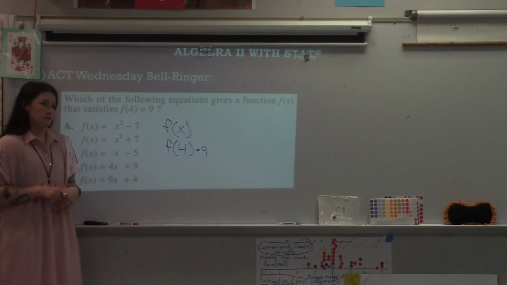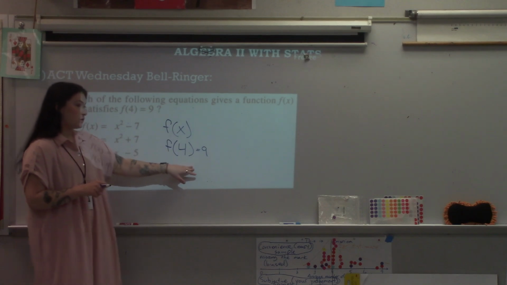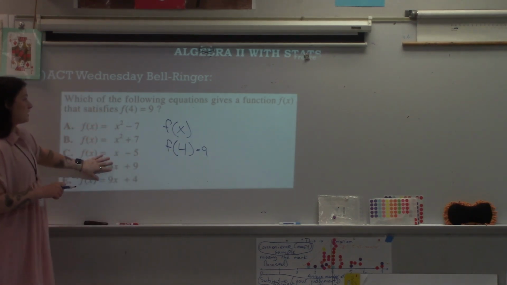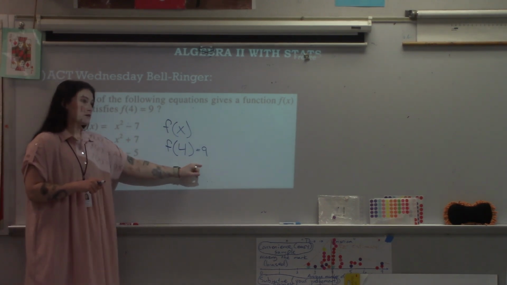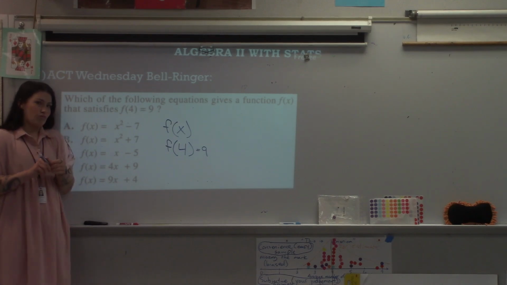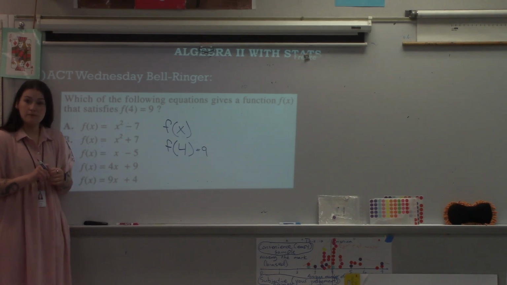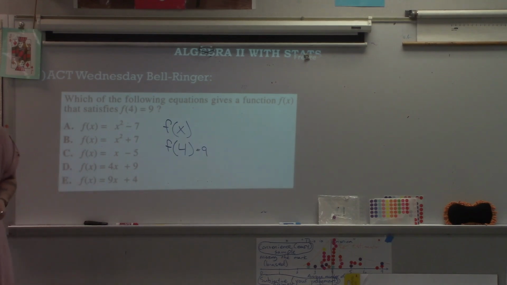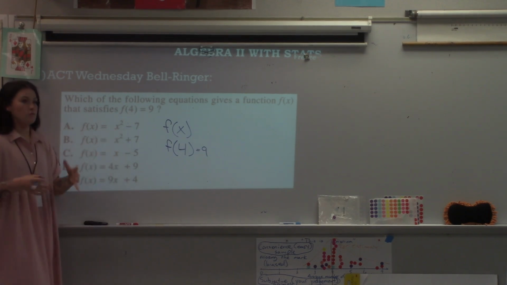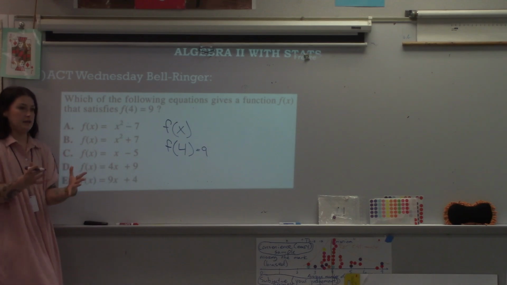If my x is now 4, and we're saying f of 4 equals 9, and we need to figure out which equation is f of 4 equals 9, what does that mean? No? That's okay. What do you mean? A. So, A, we're on the right track, but why is it A?